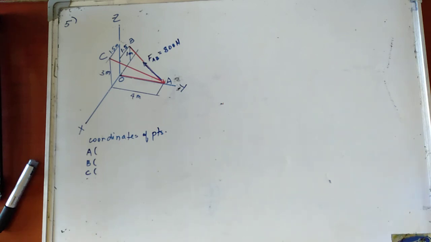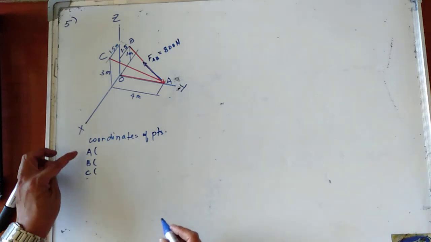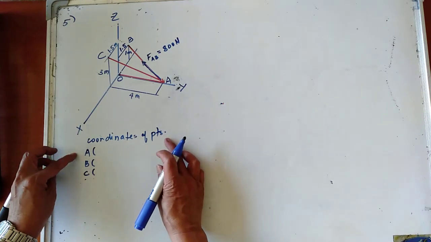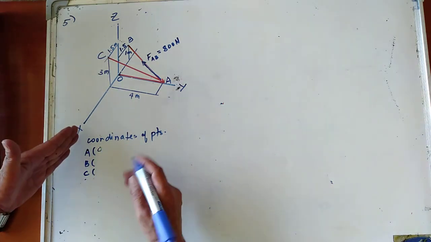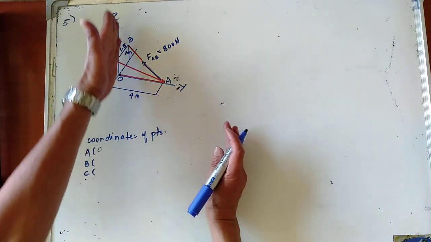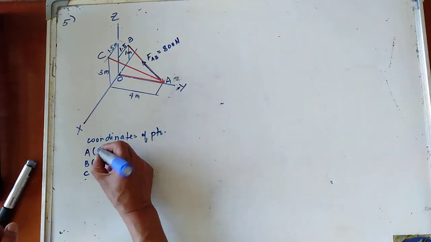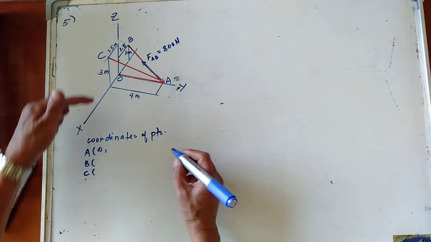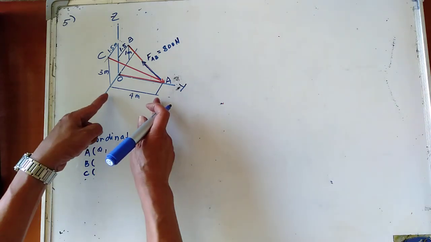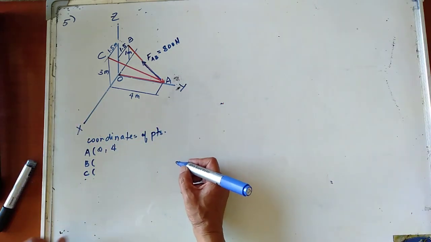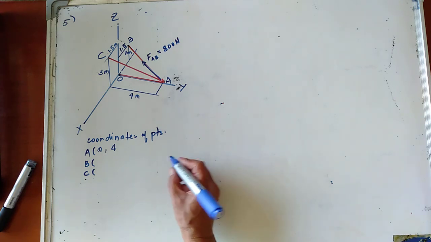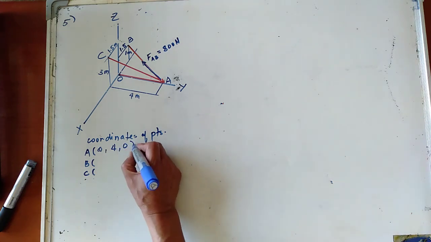So first, let us try to determine the coordinates of the different points. So we have the coordinates of point A. The x is equal to 0. This is the x-axis, this is the y-axis, and that is your z-axis. And then the y-coordinate is equal to positive 4, and your z-coordinate is equal to 0.